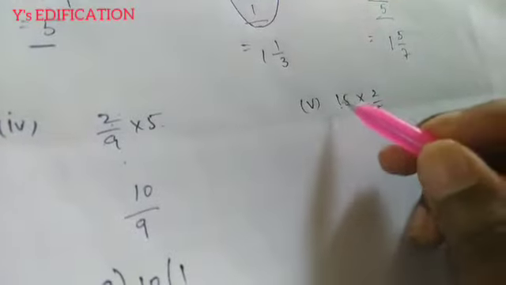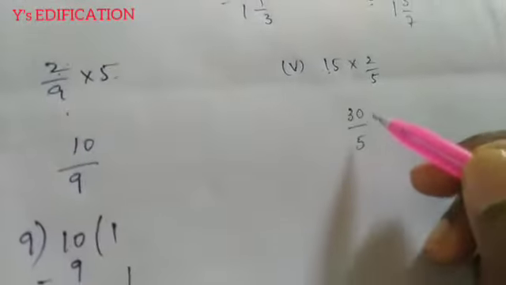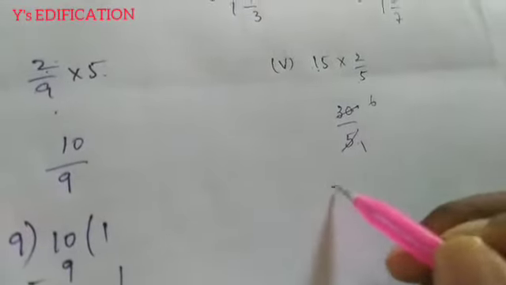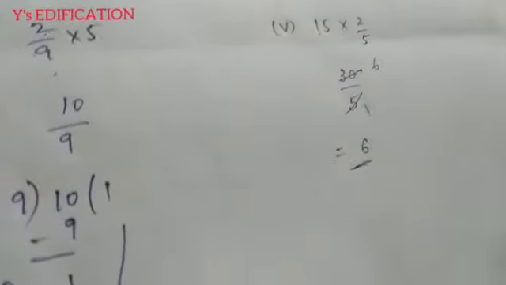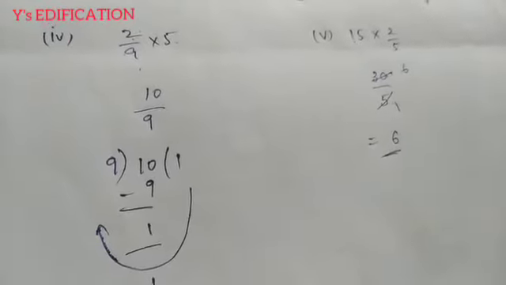Next one. 15 into 2 by 5. 15 into 2 is 30 by 5. We can cancel 30 and 5. 5 into 1, 5 into 6. So simply here also the answer is 6. In this way, we will do a multiplication of a fraction and a whole number.